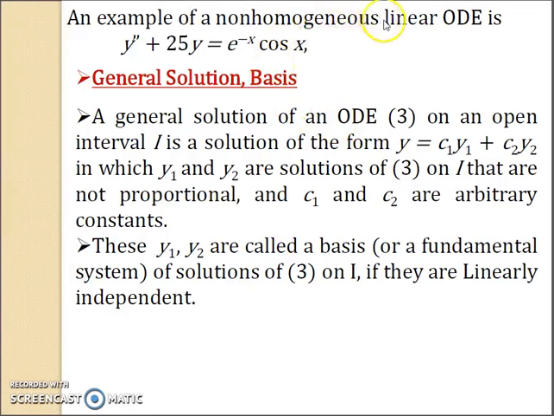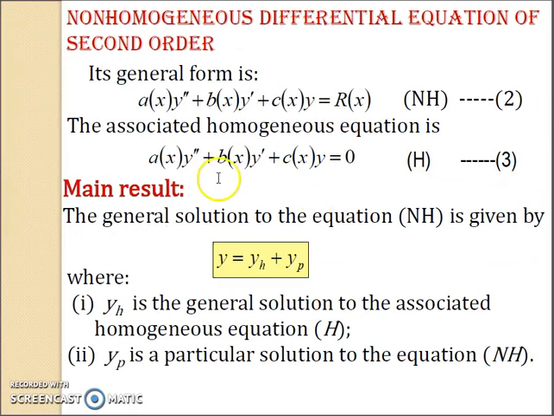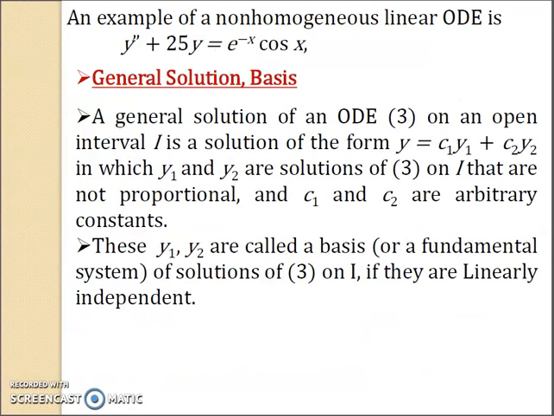An example of a non-homogeneous linear ordinary differential equation is y double dash plus 25y is equal to e raised to minus x cos x. Here a(x), b(x), c(x) and r(x) may be either functions of x or constants. But we are going to see here only constants, where a, b and c are constants, so differential equations with constant coefficients.